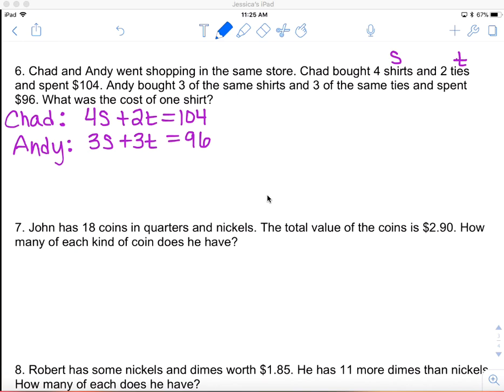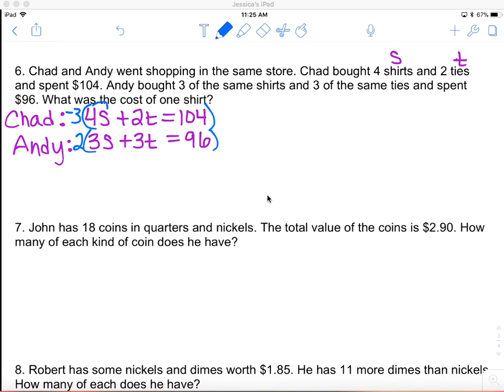So I am going to try to eliminate the T's since I am only solving for the shirt. I want S to remain. In order to do that, I'm going to multiply the top equation by -3. I just took it from right here. And I'm going to multiply the bottom equation by 2. I just took the number from right here.